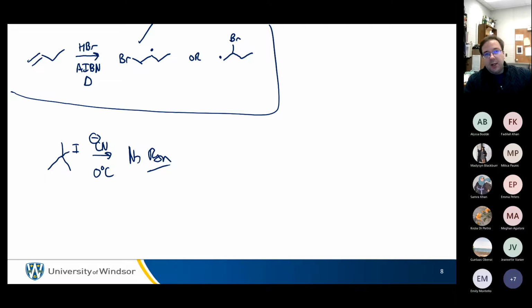So we can eliminate the eliminations, and we can eliminate the substitutions, because the SN1 is not possible because you're basic and it's cold, and the SN2 is not possible because it's a tertiary leaving group, and tertiary leaving groups and SN2s don't mix. So in this case, you would have no reaction because all the possible reactions are impossible.